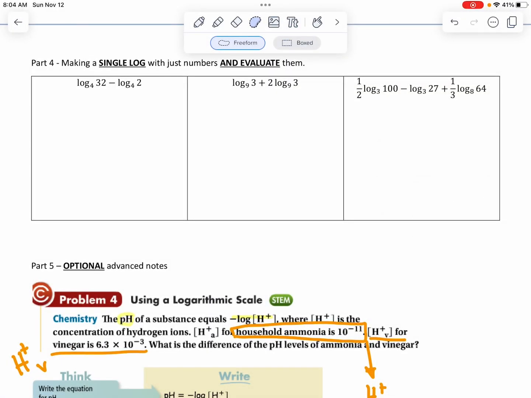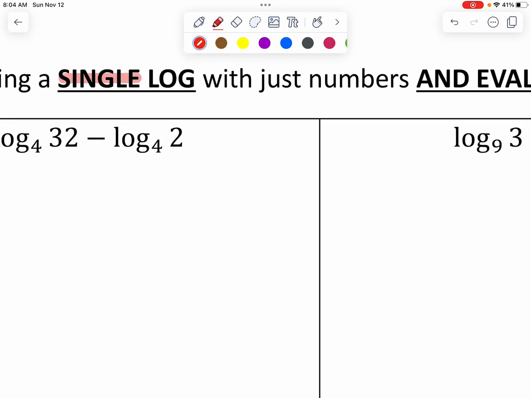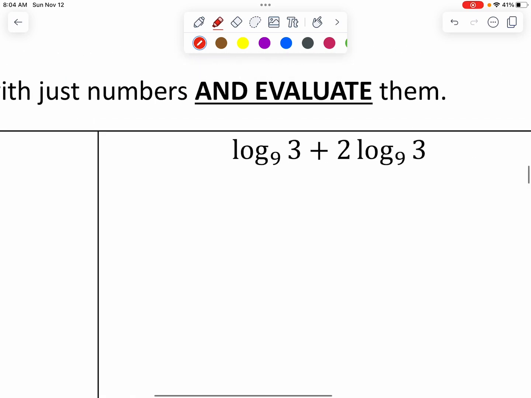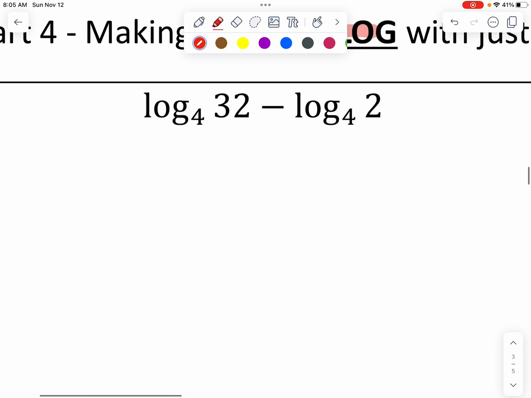This is the last mandatory video for the notes, and we're going to learn how to make a single log and how to evaluate those logs. First thing, let's make sure we're okay making a single log. We did that in the video before. And the word evaluate means you're going to get a numerical answer.